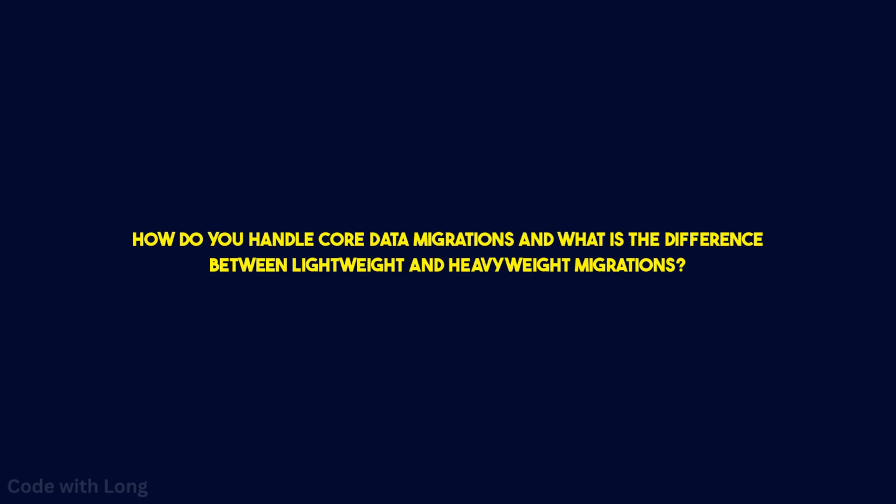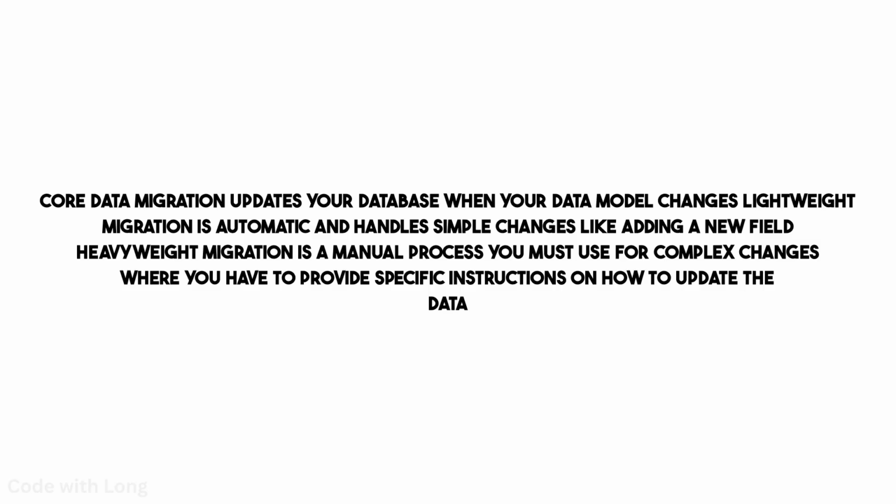How do you handle Core Data migrations, and what is the difference between lightweight and heavyweight migrations? Core Data migration updates your database when your data model changes. Lightweight migration is automatic and handles simple changes, like adding a new field. Heavyweight migration is a manual process you must use for complex changes, where you have to provide specific instructions on how to update the data.